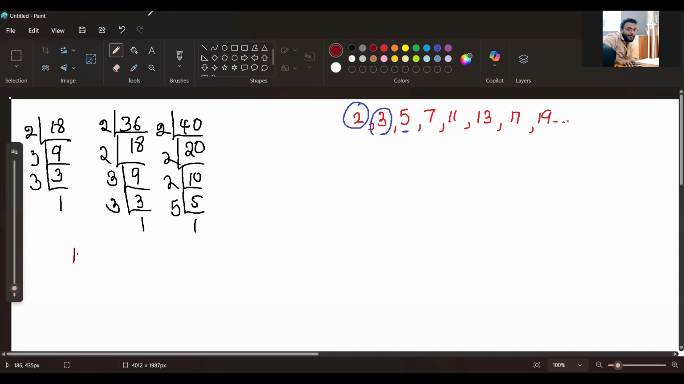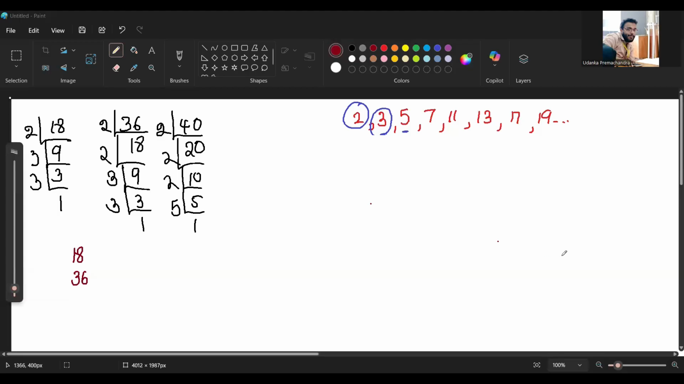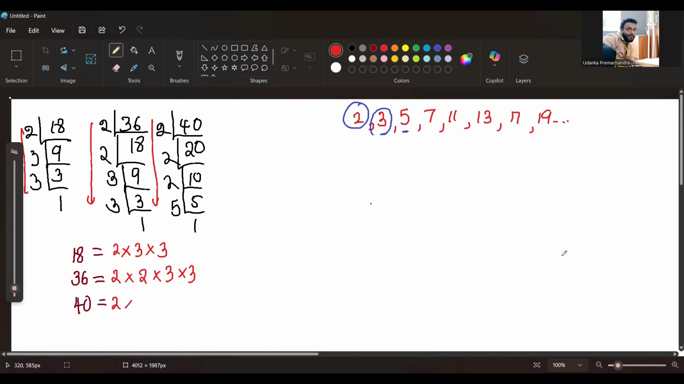Now you have to write them in order. Now you can write each value as a multiplication of what? Factors. The first one, 18, is 2 times 3 times 3. The second one, 36, should be 2 times 2 times 3 times 3. And the next one, 40, is 2, 2, 2, and 5.